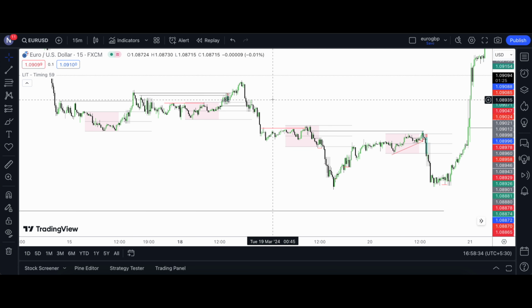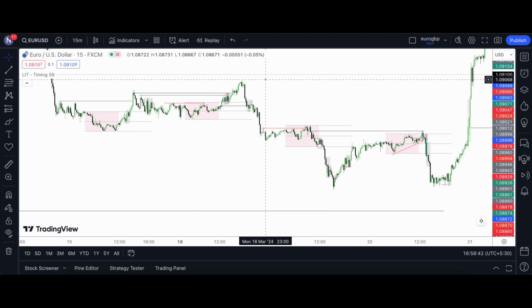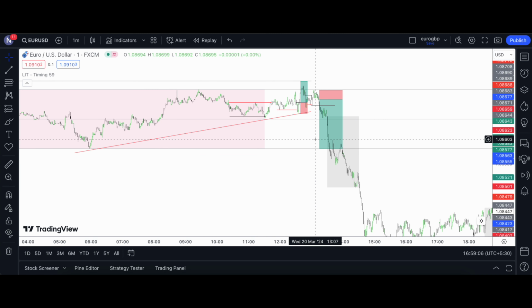You can see on 15-minute time frame that the liquidity is above these highs. So this was a quick 6-hour trade during the London session. Let me show you a potential buy entry that I would have taken during the New York session.